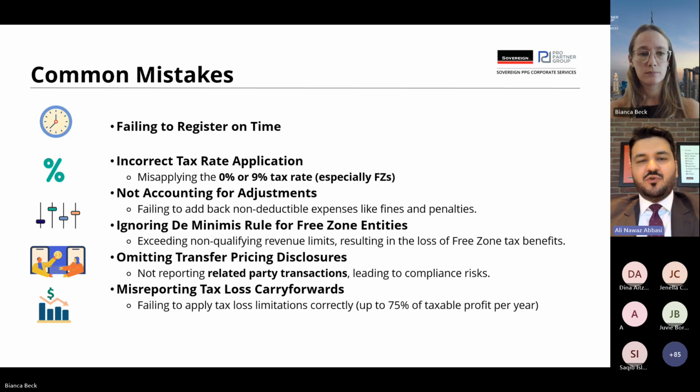The biggest challenge for free zone companies would be to assess if they are a qualifying free zone person or not. A proper and detailed assessment is needed to check that you satisfy all conditions of a qualifying free zone person. Similarly, if you fail to disclose your related or connected person transactions, you will be penalized.